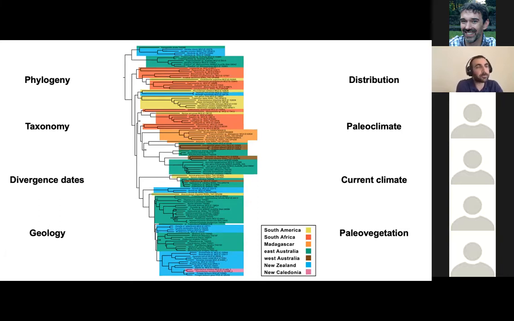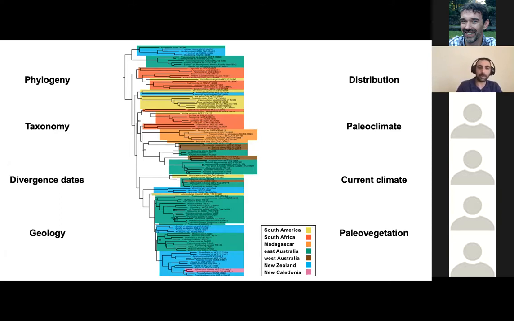My task is now to explain this very complex scenario in hopefully simple terms. And I've kind of had to draw evidence from multiple places. So obviously phylogeny and taxonomy, divergent states, plate tectonics, distribution of these taxa, paleoclimate, current climate, vegetation, all of these things to kind of form a cohesive picture to explain this complex scenario. So I'm going to attempt to do that and tell part of this story today.